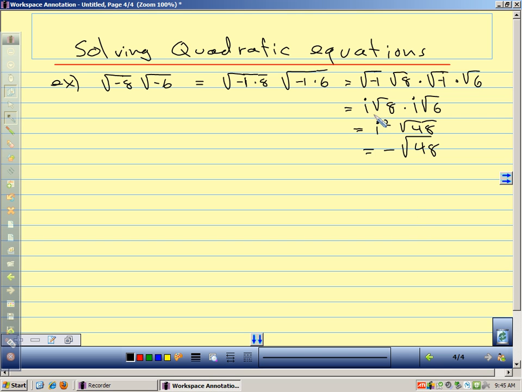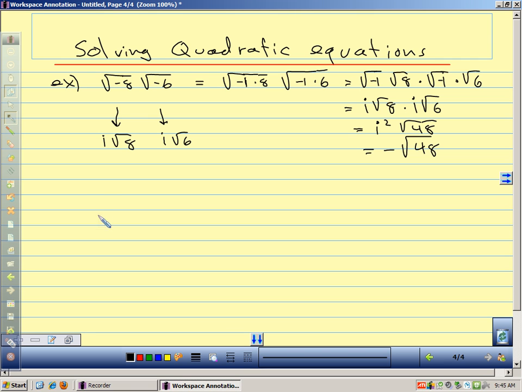So we want to make sure we keep track of these negative ones inside of our radicals, because they definitely affect our answer. So when you see a negative inside your radical, make sure you separate and take that i out. What you could do is immediately, when you see the square root of negative 8, rewrite that as i square root 8. And square root of negative 6 is i square root 6. So you have to keep track of the square root of negative 1 in your radicals. That was the point of this.